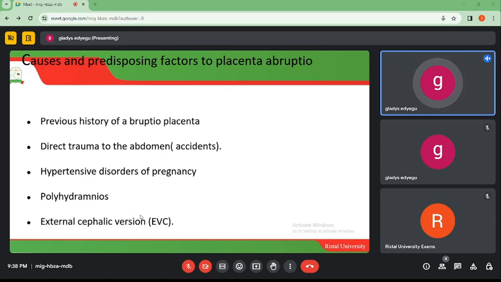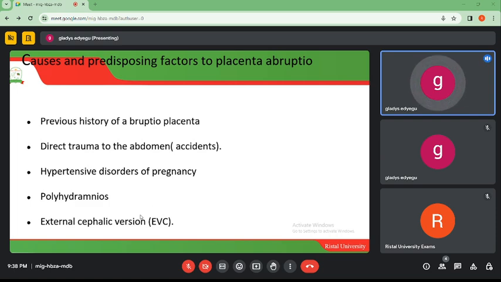So what are the causes and predisposing factors of abruptio placenta? Though we mentioned them in the definition, we can still repeat them. A previous history of abruptio placenta can repeat itself. Direct trauma to the abdomen, that is by accidents. Hypertensive disorders of pregnancy can cause abruptio. Then polyhydramnios can also cause abruptio, and external cephalic version.